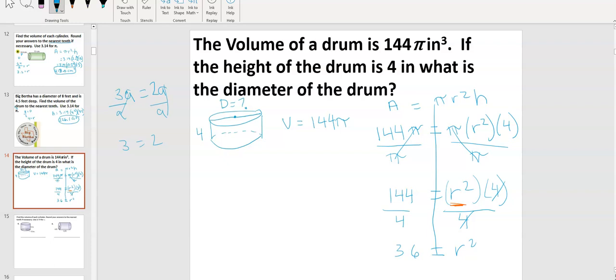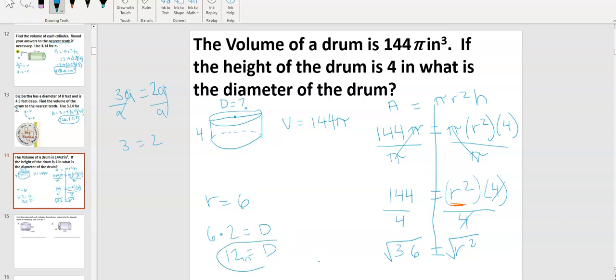Now we just came off of Pythagorean theorem, so we know that to undo a square, we're going to do the square root. So if I square root both sides, we should know that the square root of 36 is 6. So my radius is 6. But is it asking for the radius? No, it's asking for the diameter. So I'm going to need you now to take your radius, times it by 2, and that's going to equal your diameter. So my diameter is 12 inches. Ooh. That is our answer for this one.